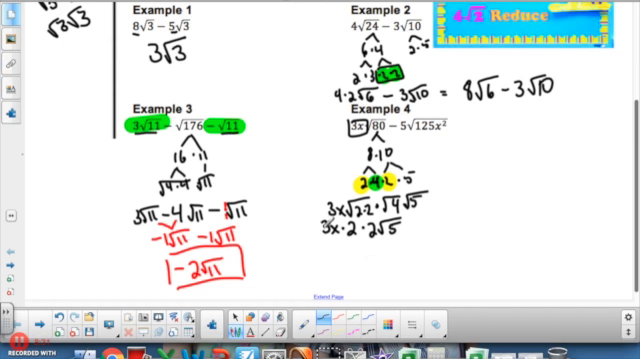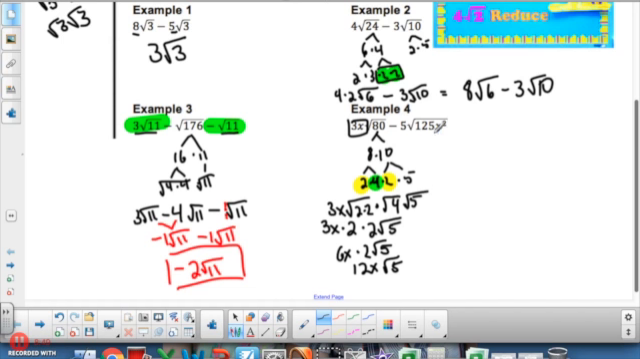I'm going to go ahead and multiply 3x times 2 times 2. 3x times 2 is 6x. And 6x times 2 is 12x. All right, so that was a lot of work, but we got there. Now I've got to do my other side.